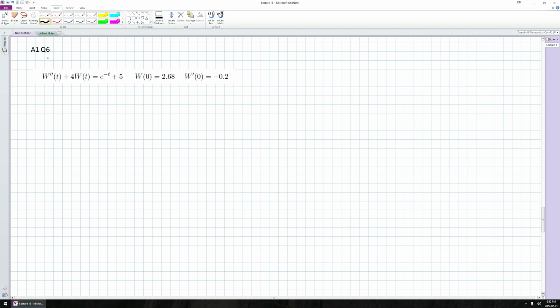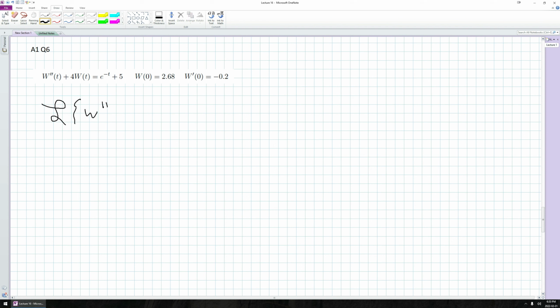So let's look at problem 6 from assignment 1. This was the difference equation to model Marmy's water bowl. If we wanted to solve this by using Laplace transforms, the first thing we would do is take the Laplace transform of everything here. I would like you to write it out as what you do.